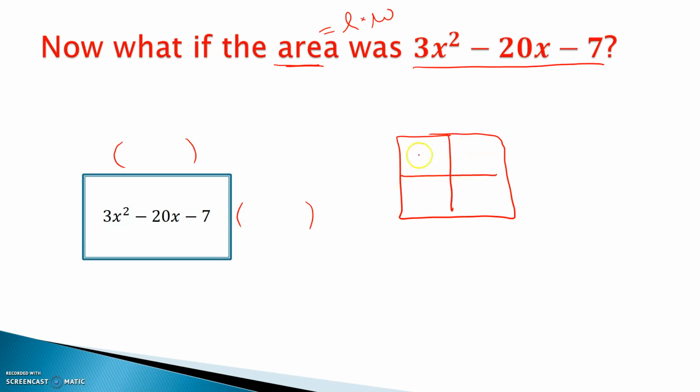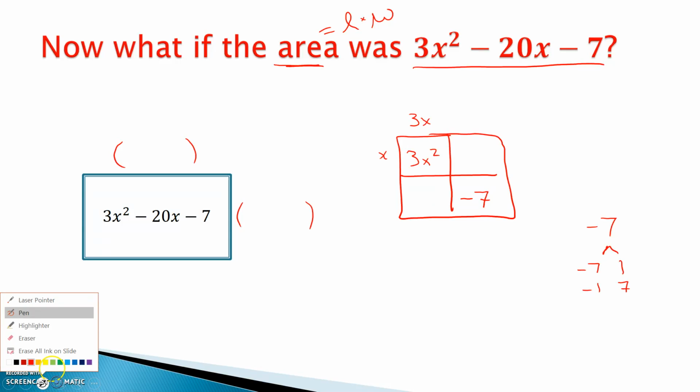Let's draw that. You get 3x squared in the first box, coming from your first term. Negative 7 goes in the last one. Well, I know a 3x squared comes from multiplying 3x times x. Now, things that multiply to give us negative 7, my options are pretty limited. I either have negative 7 and 1, or negative 1 and 7. Now, the order does matter for this one, because that 3x sitting up top will affect it depending on where I put the 7 and the 1.